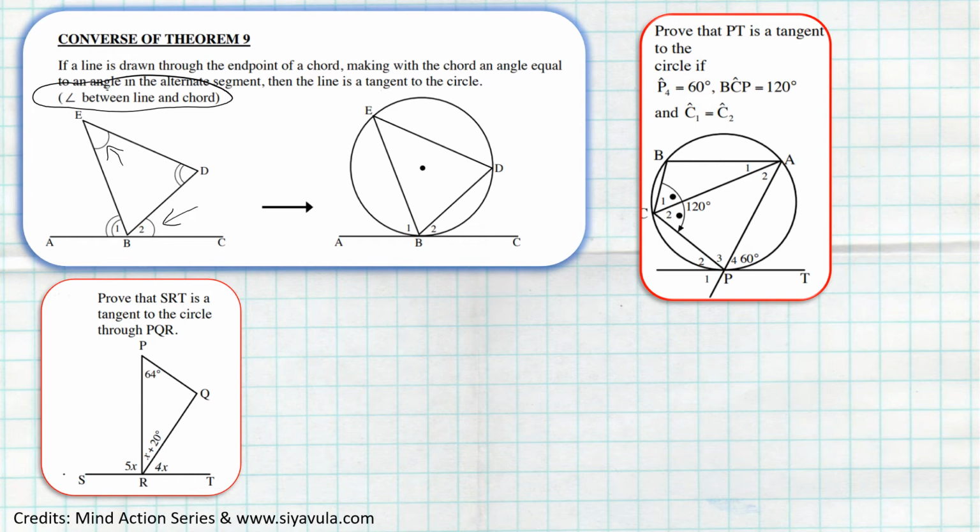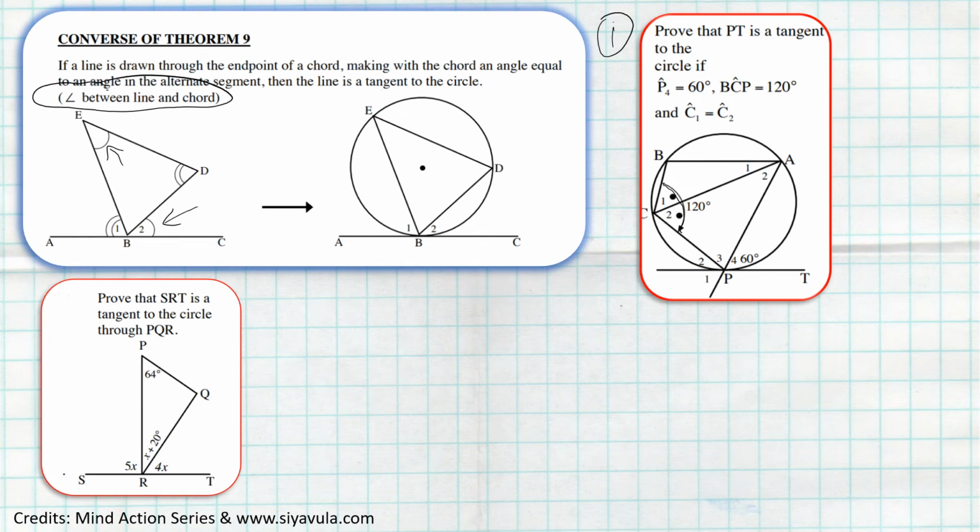Okay, let's start with example number 1. They are saying prove that PT is a tangent to the circle if angle P4 is equal to 60 degrees and angle BCP, that is the whole angle here, they've shown you it's 120 degrees, when C1 is equal to C2. This is a fairly easy question.